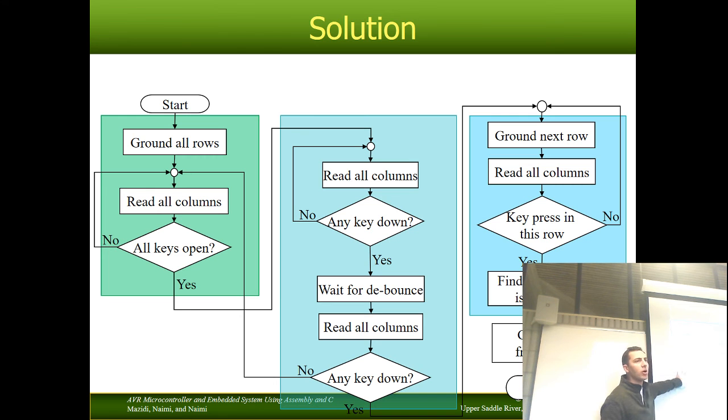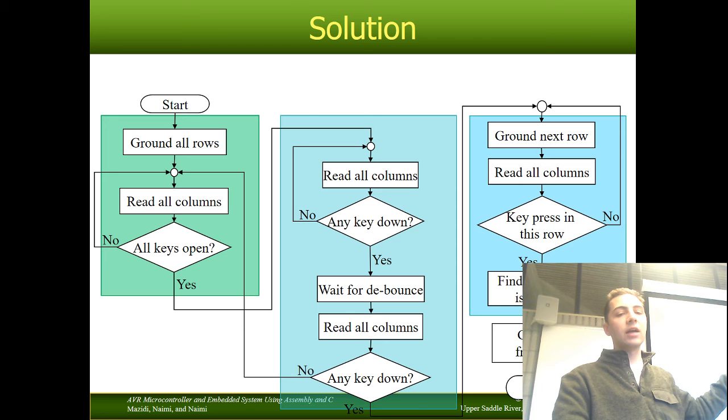I see, this is actually part of the debounce. First, we wait for no keys to be pressed. Once they're all unpressed, then we sit here and wait for the keys to be down. So that's the debounce. We wait again, read all the columns, are the keys down? So this is the debouncing part of the routine. Green waits for the keys to be unpressed. Cyan waits for the keys to be pressed.